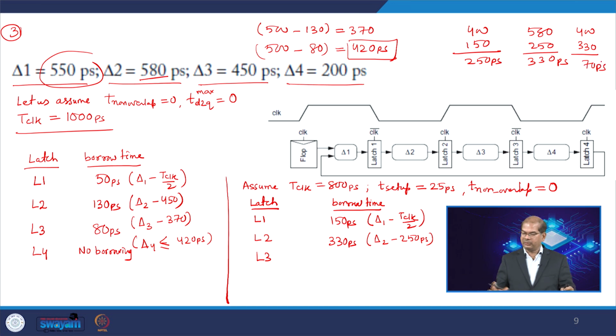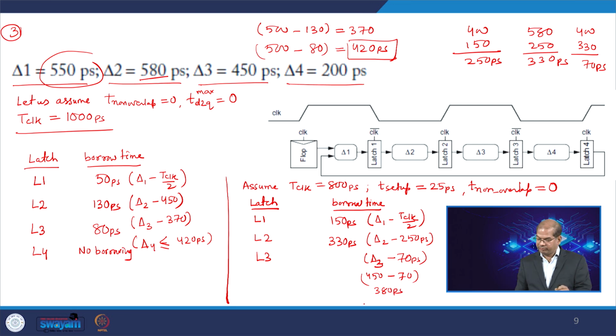So, I have available time 70 picosecond and the amount of work to be done is 450 picosecond. So, it will borrow delta 3 minus 70 picosecond. Delta 3 is 450 minus 70, which is basically 380 picosecond.